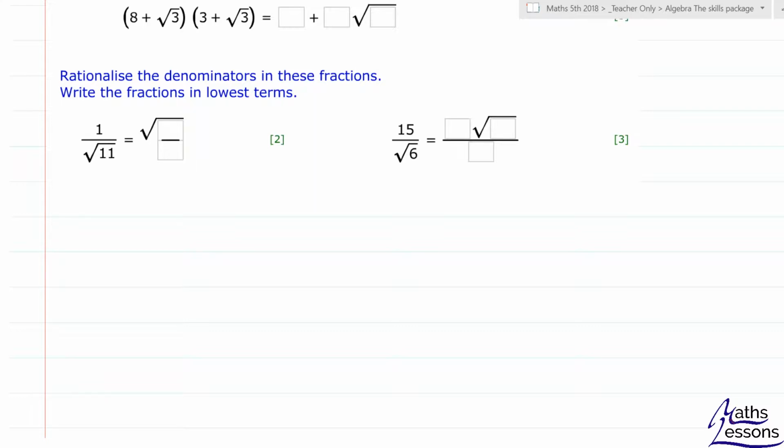Right, continuing on from, sorry about that, a bit of a technical hitch with screen capture.